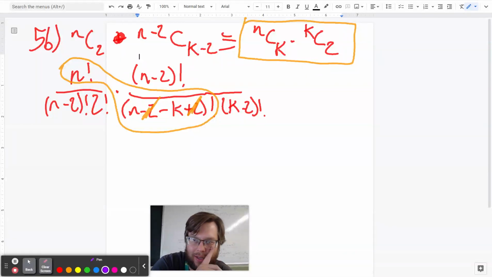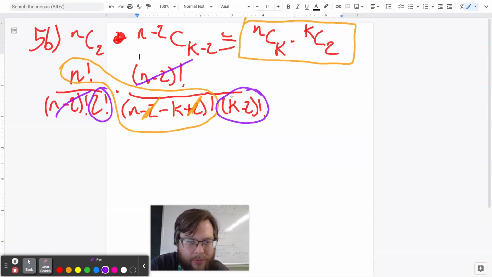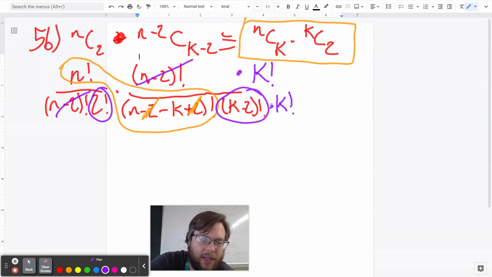And this term cancels with this term. And then like these two pieces are kind of like, not quite, but kind of like a k choose 2. In fact, all we need to finish out the k choose 2 is to multiply the top by k factorial, and then we just hope and pray that if we multiply the bottom by k factorial, that we get the desired expression. So I'm going to kind of rearrange things.